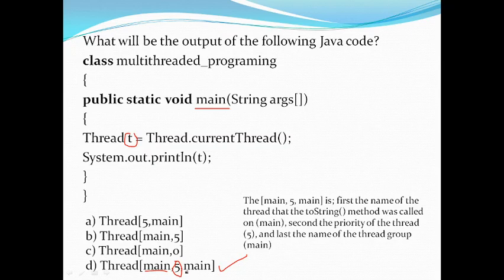Next, what is this last main? Normally we have a facility called grouping of threads. We can create a set of threads and put them under one single group. We have not created any thread group here, so the default name taken for the thread group is main. That is the meaning of Thread[main,5,main].